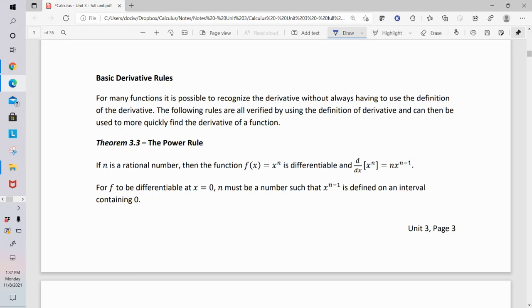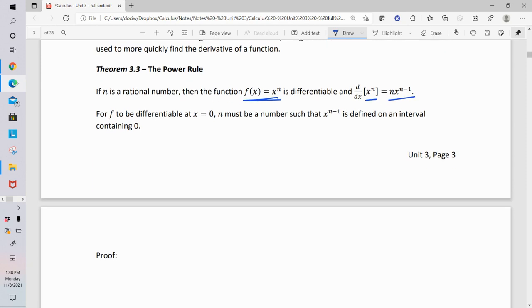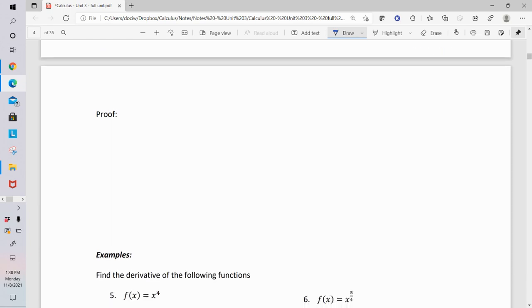Okay, the purpose of this video is to look at a few basic derivative rules. The first rule that I want to look at is the power rule. The power rule says that if we have a function f of x equals x to the n, the derivative of x to the n is n x to the n minus 1. Here's a quick proof of that.